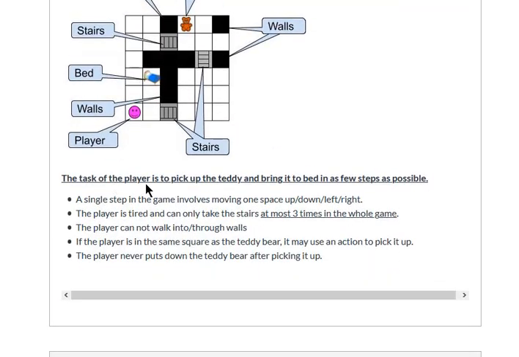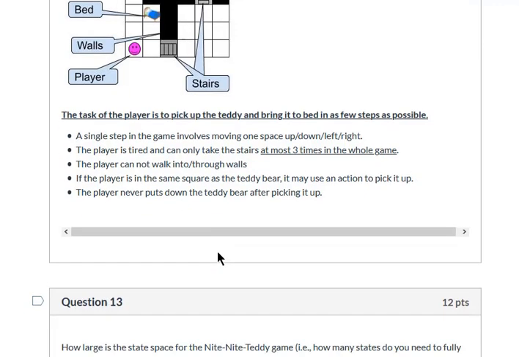The task of the player is to pick up the teddy bear and bring it to bed in as few steps as possible. Player is tired and can only take the stairs at most 3 times in the whole game. The player cannot walk into or through walls, and if the player is in the same square as the teddy bear, it may use an action to pick it up. But the player never puts down the teddy bear after picking it up.